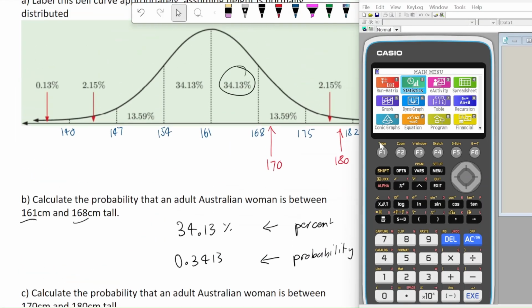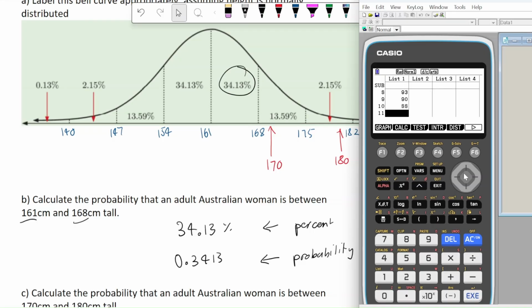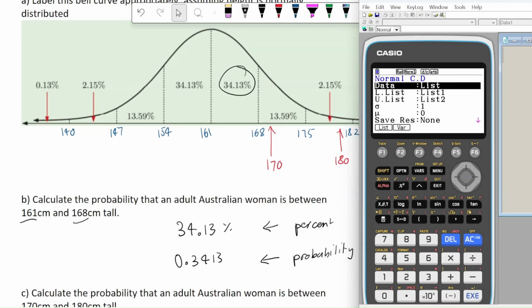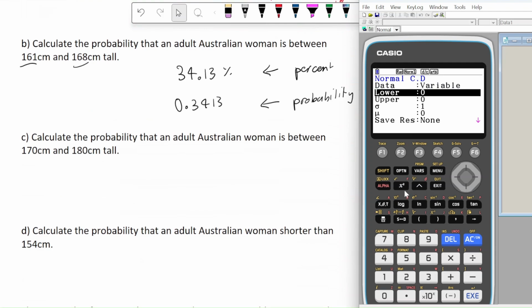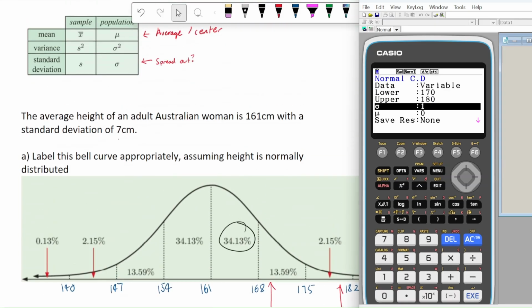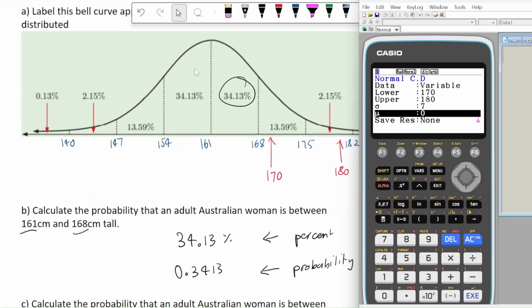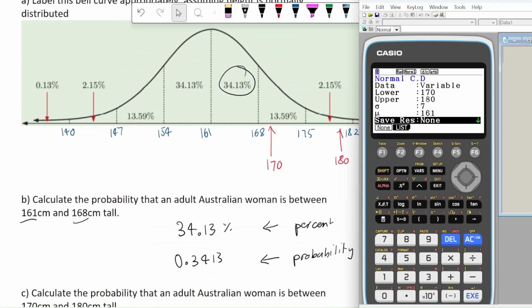So this is where our calculator comes in handy. So we're going to jump into statistics here, and then we're going to go into dist and F1 for normal. We're going to use NCD. Now, if you've got it saying list here, you just hit F2 for var. So that's variable. We enter our lower and upper. So in this question, our lower is 170 and our upper is 180. And then we can enter our standard deviation, which is 7, and our mean, which is 161.